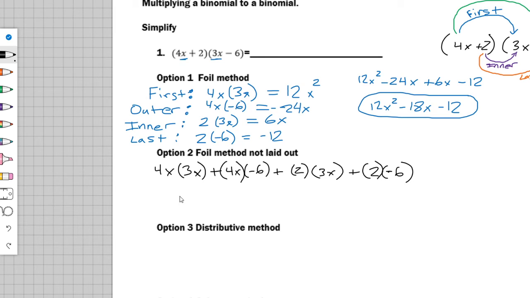4x times 3x, 12x squared. 4x times negative 6, negative 24x. 2 times 3x, positive 6x. And 2 times negative 6 is negative 12. Again, we're going to simplify by combining things that have the same degree. So that's just the middle ones. So we have then 12x squared minus 18x minus 12, and we got the same answer, so we're good to go.